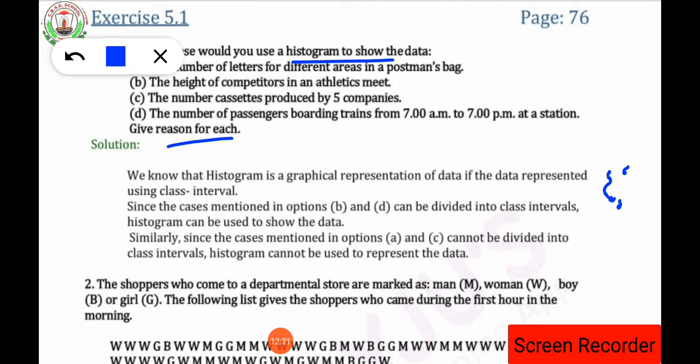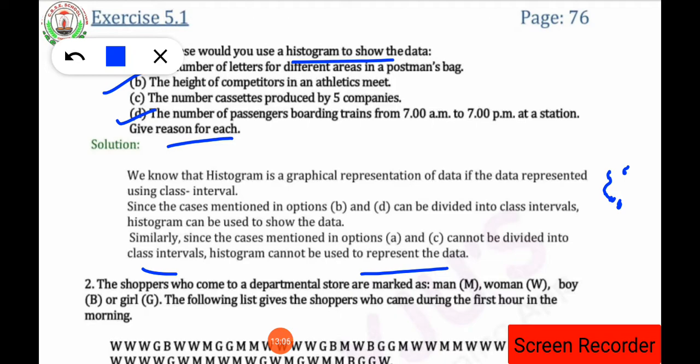Since the cases mentioned in option B and D, here is option B and this one is option D, that means height of the competitors in athletic meets, and D is number of passengers, can be divided into class intervals. Histogram can be used to show that. For B and D, we can easily draw the histogram using the class interval. Similarly, since the cases mentioned in option A and C cannot be divided into class intervals, histogram cannot be used to represent the data.